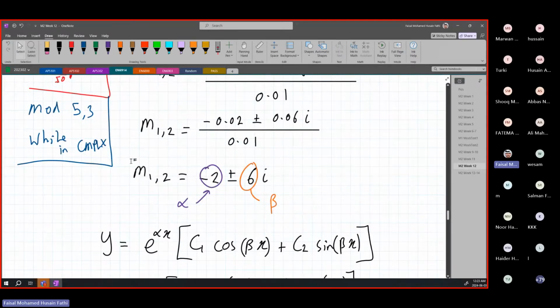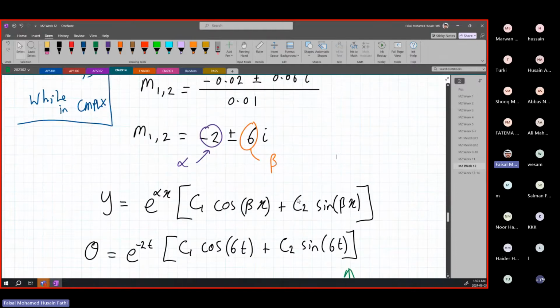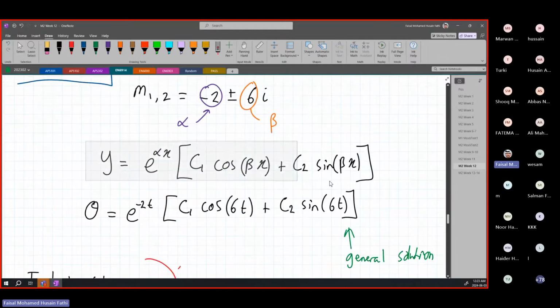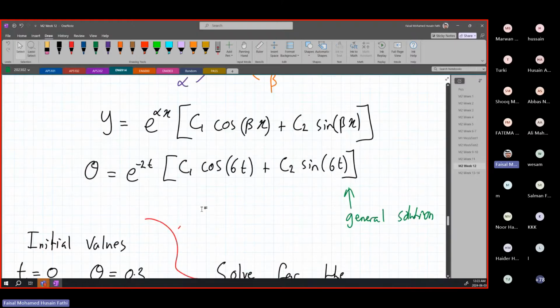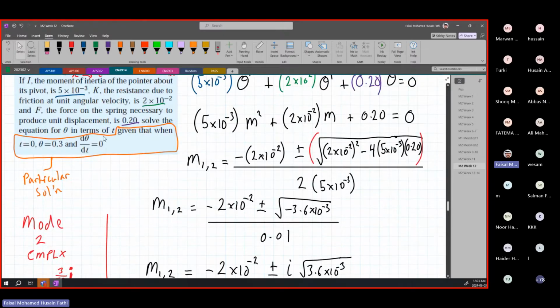For the roots, the way you will plug them in, in the case of complex roots, is that you're going to have this general form. The alpha is going to be your real part, which is going to go over here. And your beta is going to be your complex part, which is going to go inside the sine and the cosine, as you can see in this. This is also known as our general solution. Okay? Once you find your general solution, you are done unless the question gives you boundary conditions or initial values.